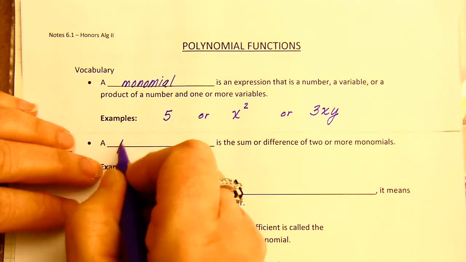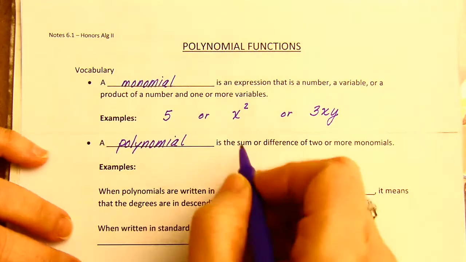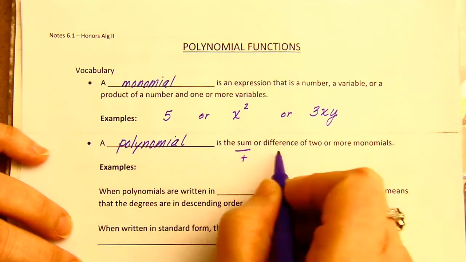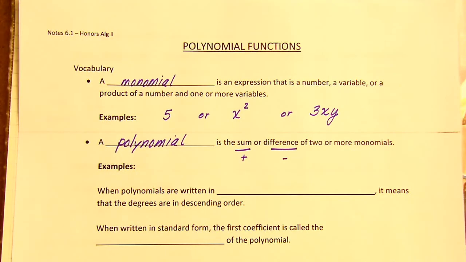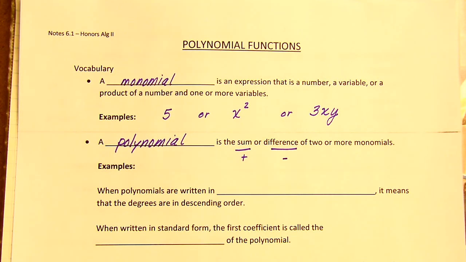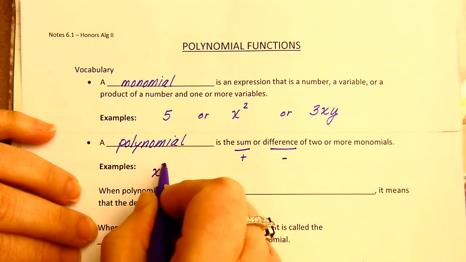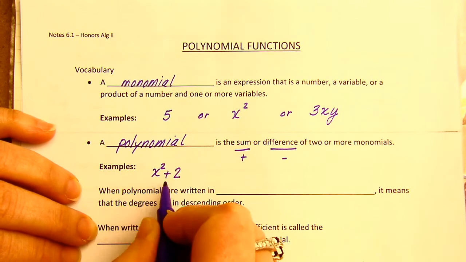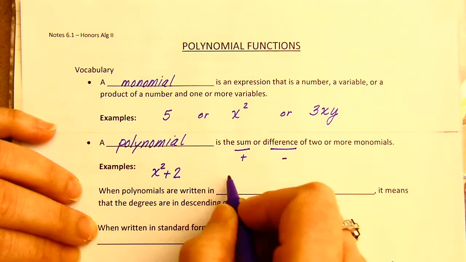A polynomial is the sum, indicating addition, or the difference, indicating subtraction, of two or more monomials. So when you see the pluses and the minuses in between, that's no longer a monomial, it's a polynomial. So some examples of polynomials would be x squared plus 2. You see the addition here. I'm adding two monomials. This is a polynomial with two terms.